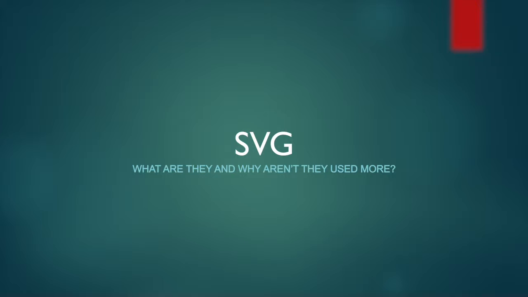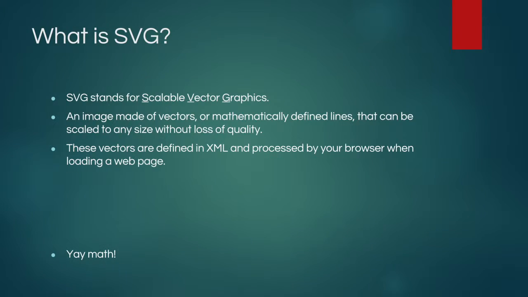SVG. What are they, and why aren't they used more? SVG stands for Scalable Vector Graphics. What does that mean? Exactly what it sounds like. SVG are images made up of lines and curves that are defined mathematically.